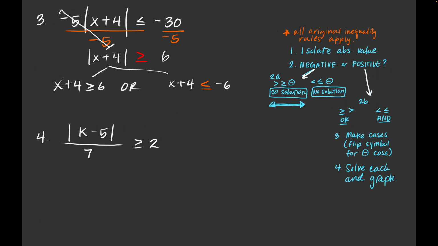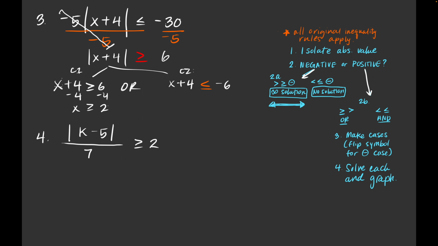My sign is going to be the absolute value, sorry, not the absolute value. X plus 4 is less than or equal to negative 6 for my case 2. This is case 1, and this is case 2. Case 1, I'm going to subtract 4 on both sides so I can get x by itself. X is greater than or equal to 2.